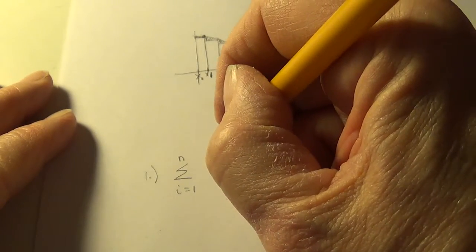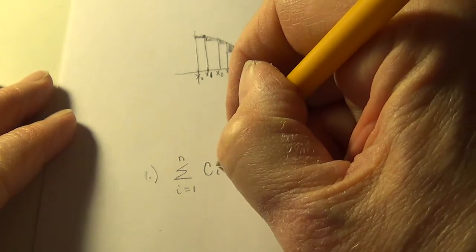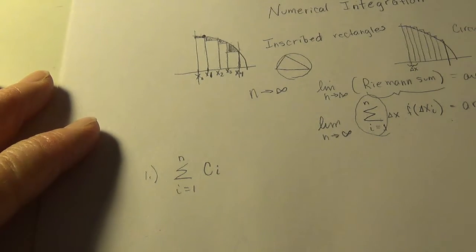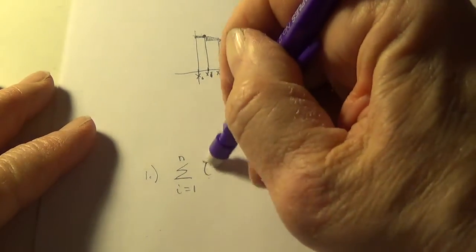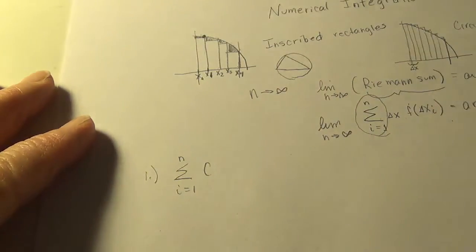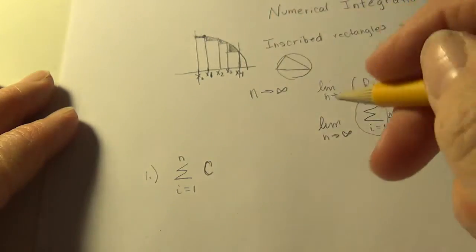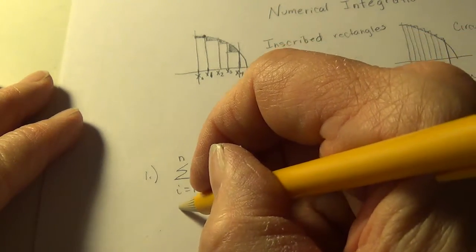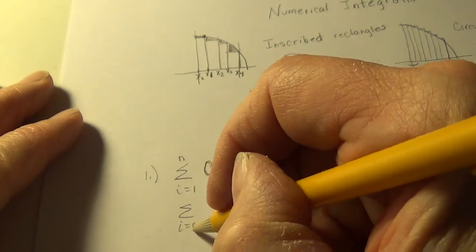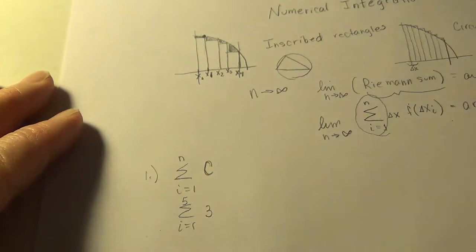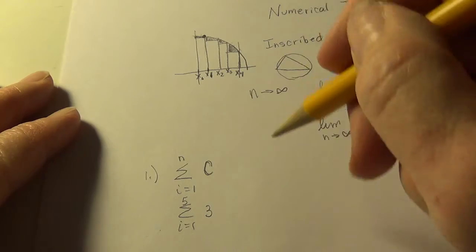What if I have a constant, and there's no i in the term at all? So it's just a constant. An example of that would be the summation as i goes from 1 to 5 of, say, 3. So what does that mean?